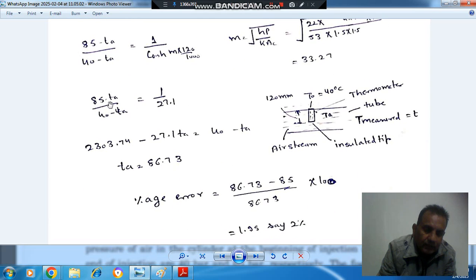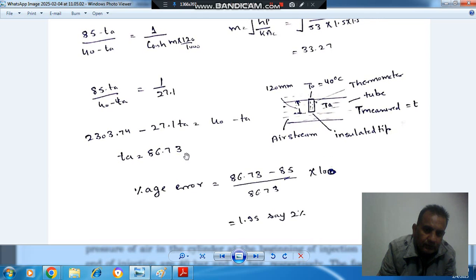So (85 minus TA) divided by (40 minus TA) is 1 by 27.1. So TA comes out as 86.73. Okay, so this is your actual ambient or air temperature within the tube, but the measured temperature is 85. So percentage error is (86.73 minus 85) by 86.73 into 100, so that is 1.99, say 2%.